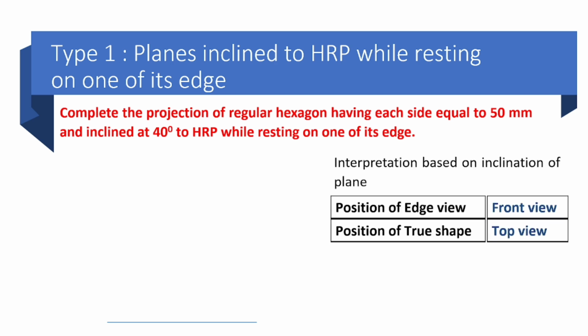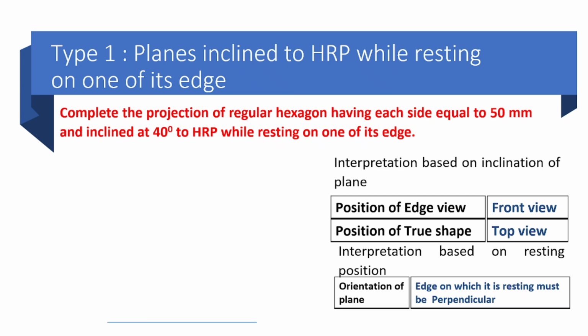As we have decided to draw the true shape of a plane in top view with one of the edge perpendicular, please note, it's a regular hexagon with one edge perpendicular. So let us start drawing the view. So start with the true shape, and true shape is in top view with one edge perpendicular. So I have drawn a hexagon with one of its edge perpendicular. Let us name these points in the top view as A, B, C, D, E, F as shown.